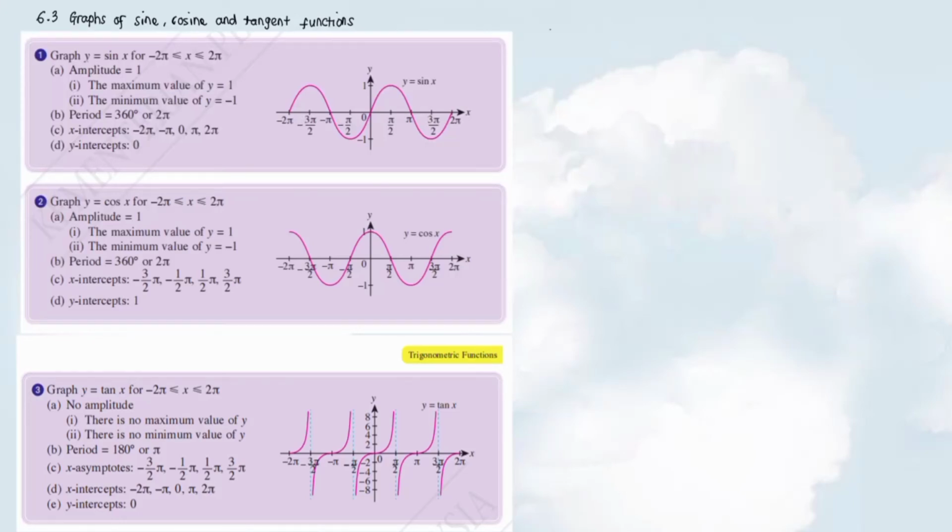6.3 Graph of sine, cosine and tangent functions. The graphs for these three functions are seen to be periodic as the x-domain is extended. Look at the following graph.